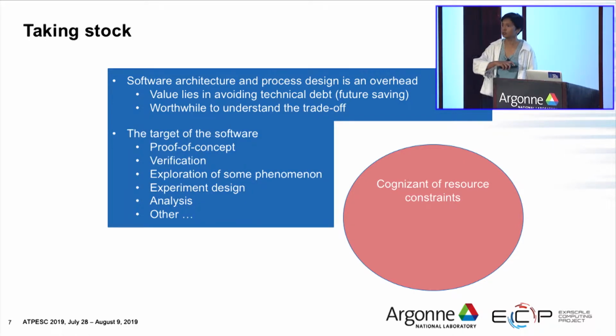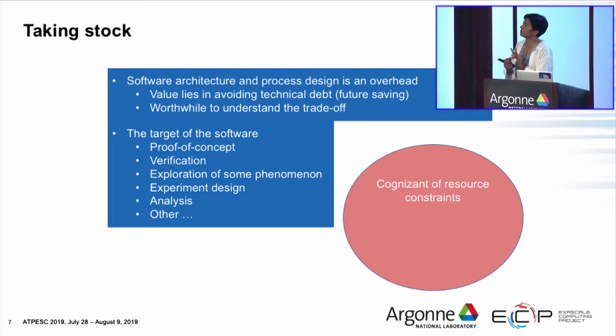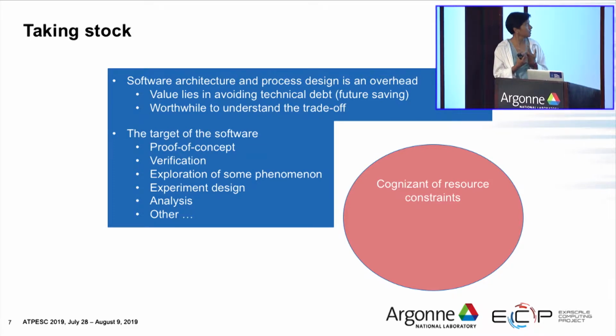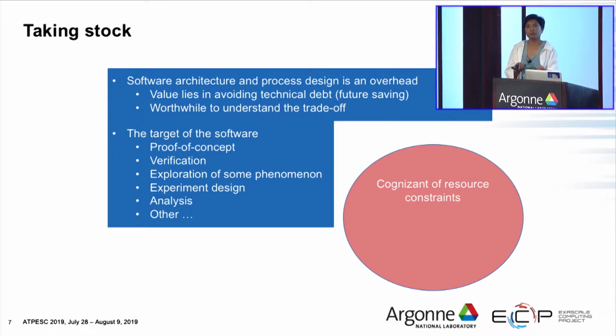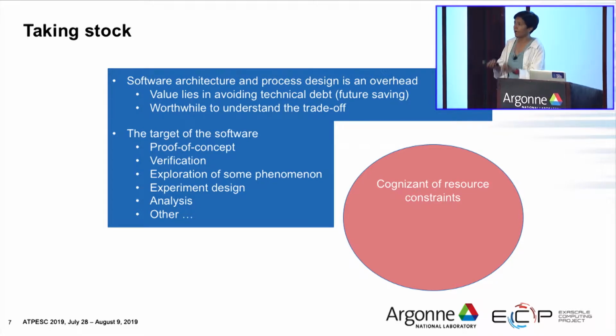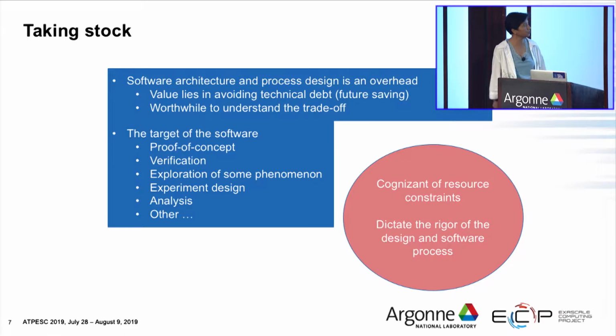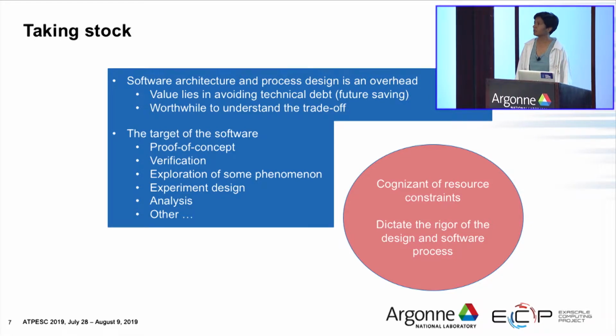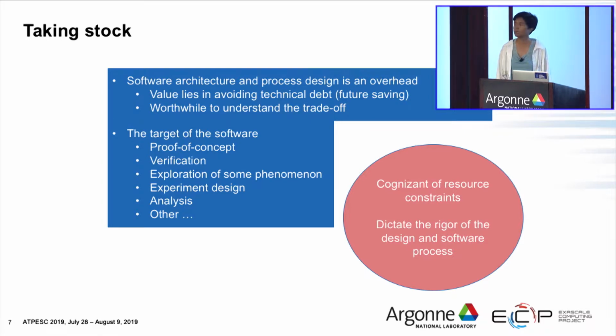So that ties into what is the target of the software. Are you just doing something for a proof of concept, verifying some idea that you have, exploring one single phenomenon, where you're absolutely positive that you're not going to be using this software beyond that, whether for experimental design, analysis, or else? Or are you looking at something that is going to be living for a longer time and is going to be used by other people? What kind of user base are you looking at? All of that plays a role in what kind of architecting you do, and that should dictate the rigor of the design and software process.